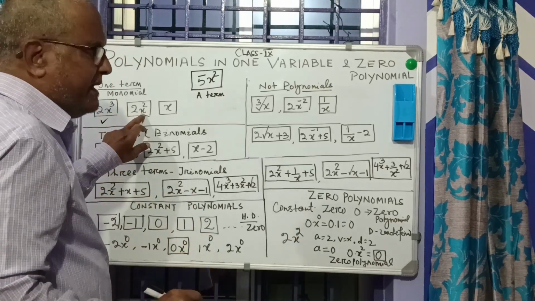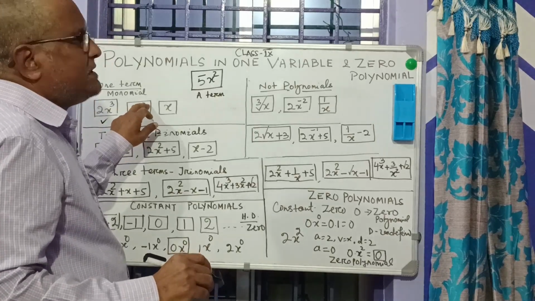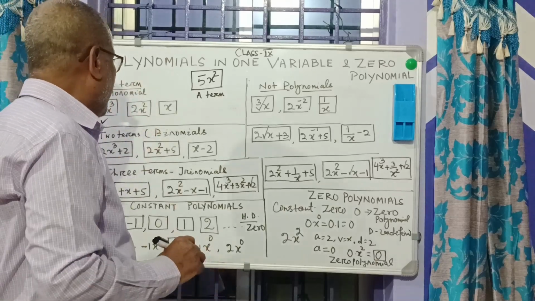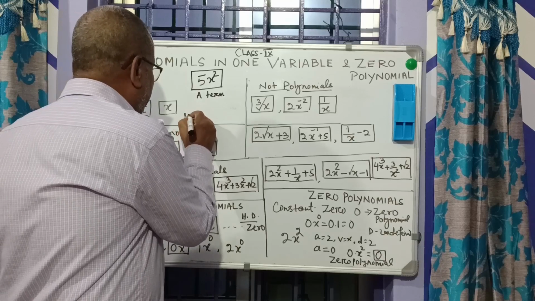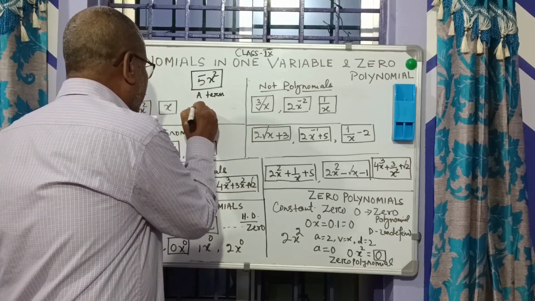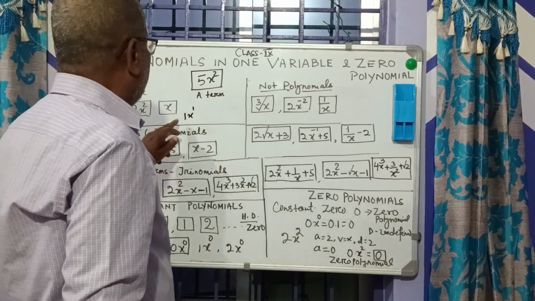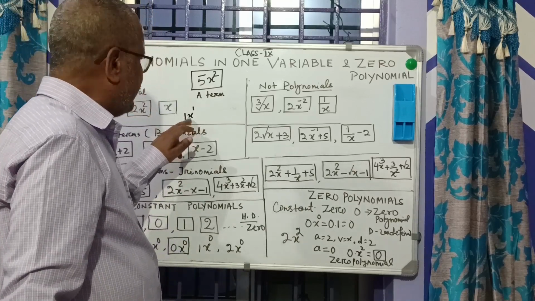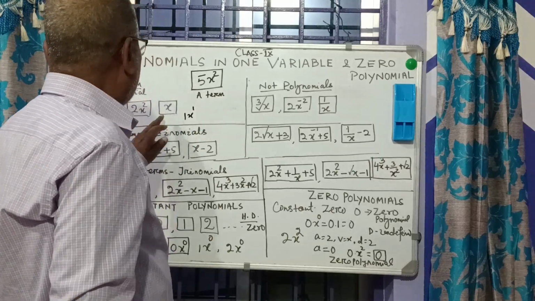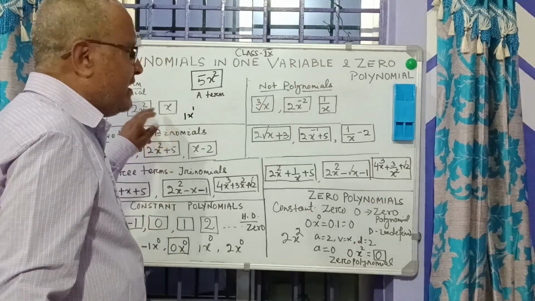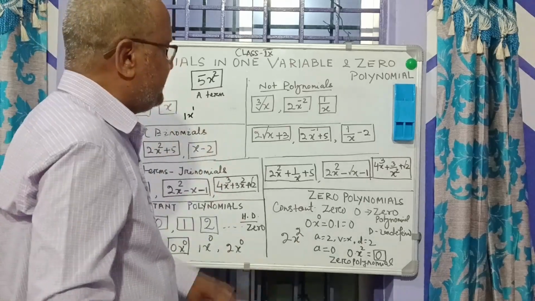Here x is the variable, 2 is the coefficient, and 2 is the exponent or degree of the variable. Here we can write x power 1. So the variable is x, the coefficient is 1 and the degree is 1. So x is a polynomial. So these one-term expressions are monomials and these are polynomials.